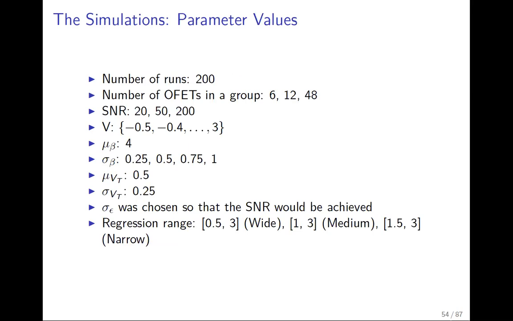This slide lists the simulation parameters and their values. The number of OFETs in a group ranged from 6 to 48. Several SNRs were used. 20 corresponds to high messiness and 200 to low messiness. The slopes of the linear parts of the OFETs were drawn from a normal distribution with mean mu beta and standard deviation sigma beta. Mu beta equaled 4, and sigma beta was between 0.25 and 1. The threshold voltages were drawn from a normal distribution with mean 0.5 and standard deviation 0.25. For the fixed regression range approaches, 3 ranges were tried: a wide range, a medium range, and a narrow range.